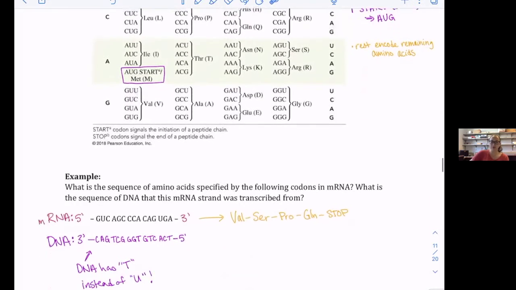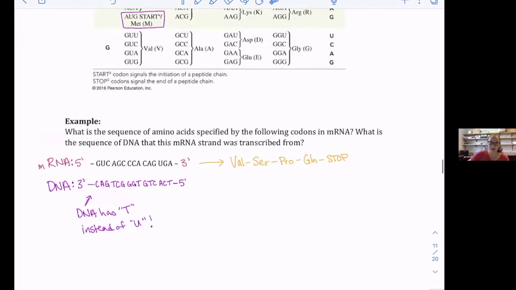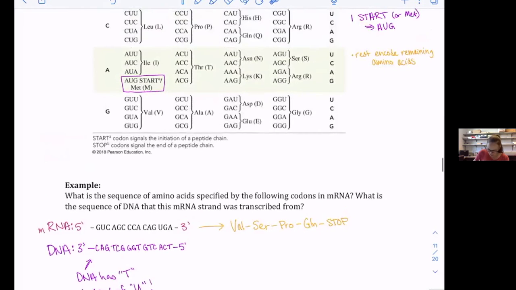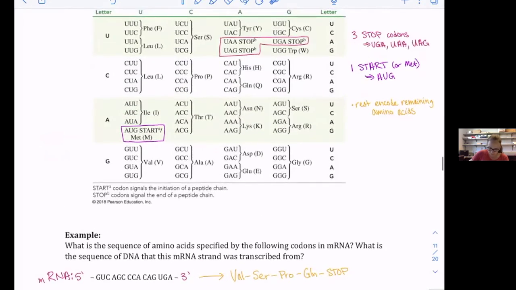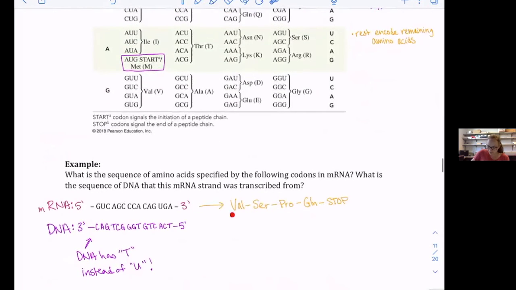So let's do an example of how we're actually going to use this. What is the sequence of amino acids specified by the following codons in mRNA? We'll get to the second part in a moment, but if I'm given this code of mRNA, I need to figure out the protein sequence. So what I would do is I'd say GUC and go up into this chart and I'd find G and then I'd find U. So I know I'm in this area here, GUC. That tells me I need a valine. So my first amino acid is a valine.